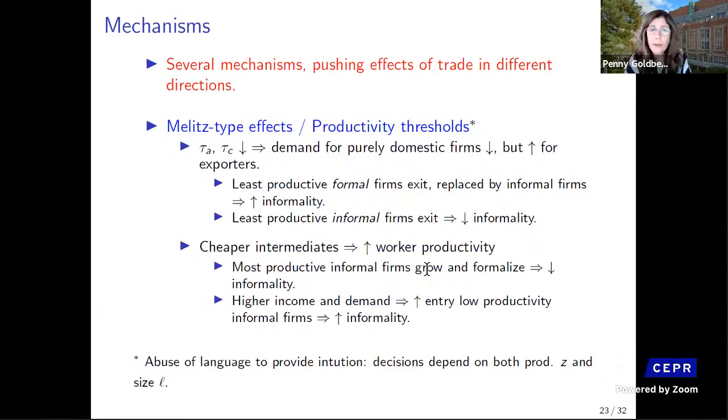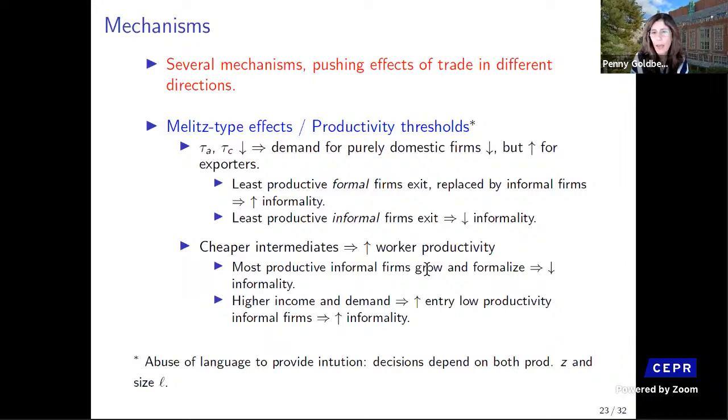Let me now briefly mention how this model accounts for the effects of trade on informality. We have several mechanisms, and these mechanisms are going to generate different effects of trade on informality. As you're going to see in a moment, these effects often push in different directions. One thing that we like from an empirical point of view, this is a highly stylized model, but still, if you look through these mechanisms, it's not clear what happens when an economy opens up to trade. These effects can go in many different directions. And that means that ultimately what happens is an empirical question.